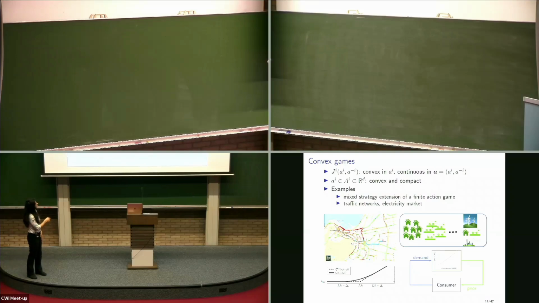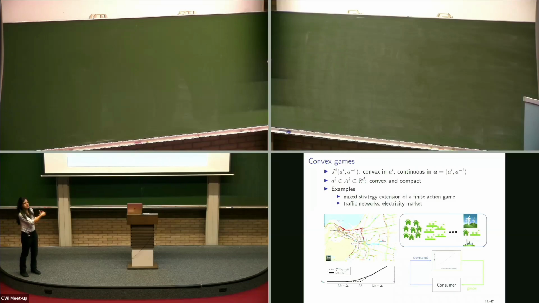And there are many examples of these convex games. For example, the so-called mixed strategy extension of a finite action game, which I will define in a moment, is an example of a convex game. Also, many people have used these convex games to model, for example, travel times, if you model them as a convex function of congestion, or the price of electricity, if you model it as a linear function of the total demand, then you would get that the Ji's would be convex for each player if the Ji is the consumption cost of each player.